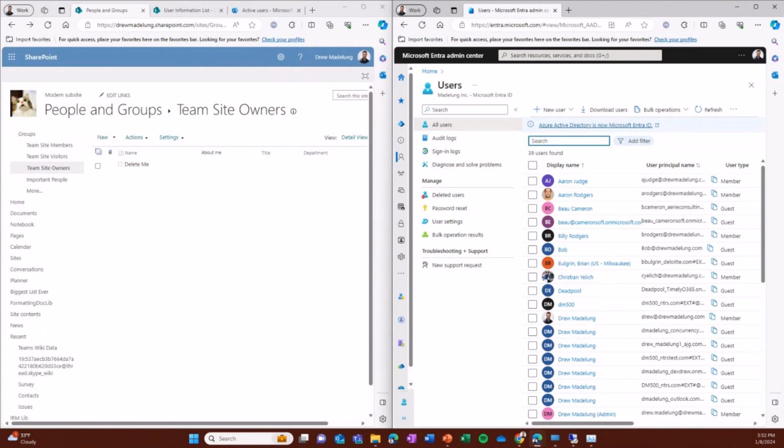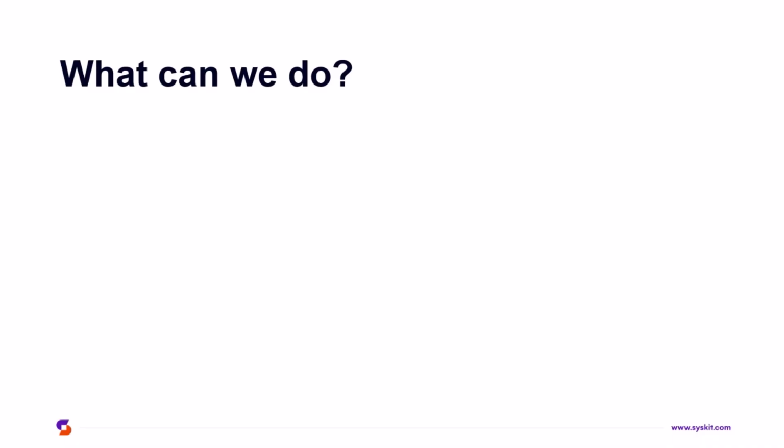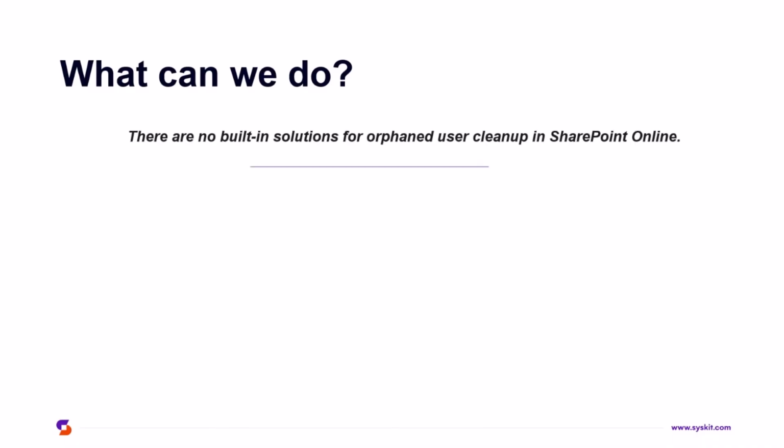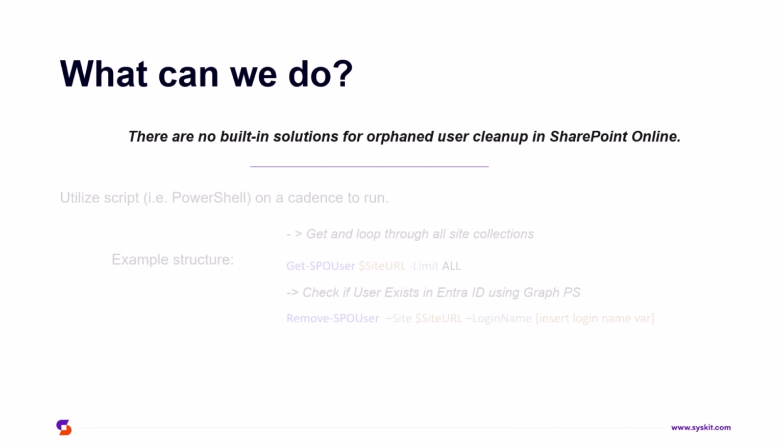So what can we do about that? What can we do? Unfortunately, there are no built-in solutions for this. Right? So this has existed since SharePoint on premises. That still does exist in SharePoint on premises. There is not a process for it. And again, there's not necessarily a technical risk, right? It's not like that Delete Me account could come and get access, but it is a visual pain to look at. So what can we do?